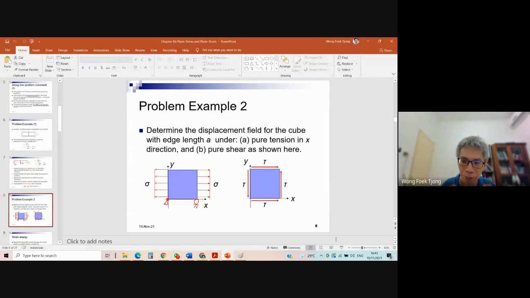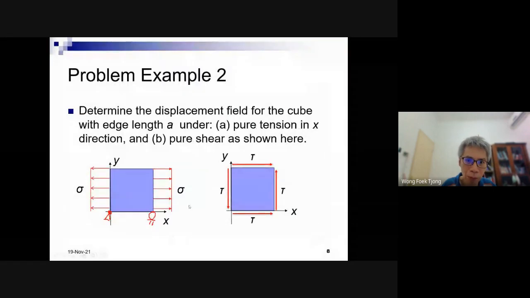Any questions? How to solve this problem? Okay, that's just an illustrative example of how to use the governing equations.